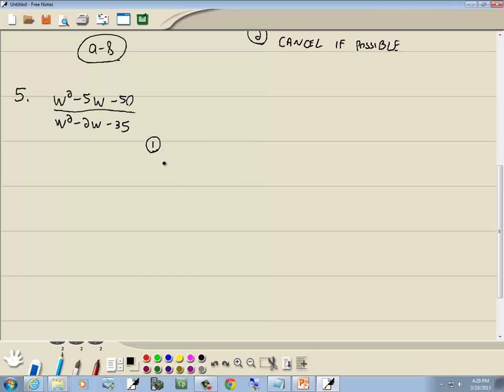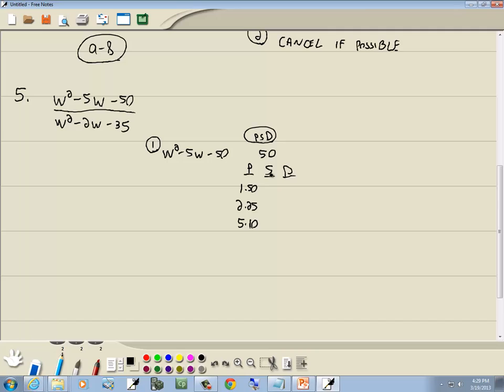Let's try it again. W squared minus 5w minus 50. This is the PSD. Reason I know it's PSD is because we got w squared, w, no w, and there's no number in front of w squared. PSD, we take the number at the end, 50. We come up with our 3 columns. P column, product, we list all the products that give us 50. We got 1 times 50, 2 times 25, 3 no, 4 no, 5 times 10.